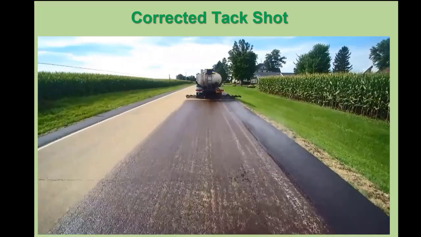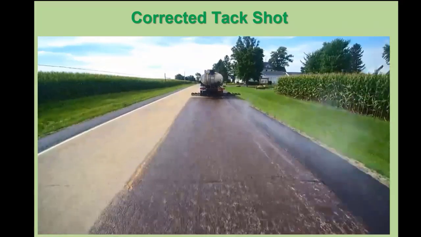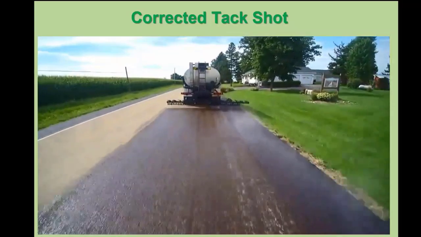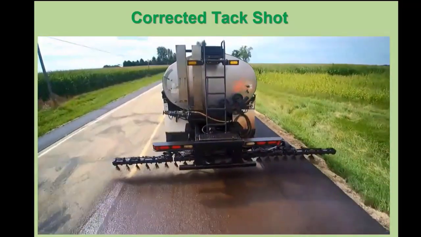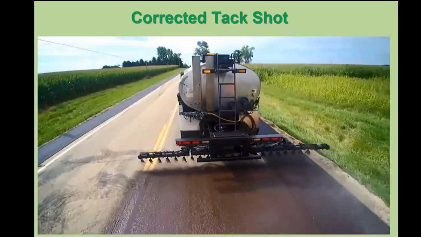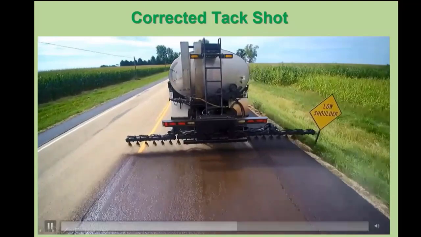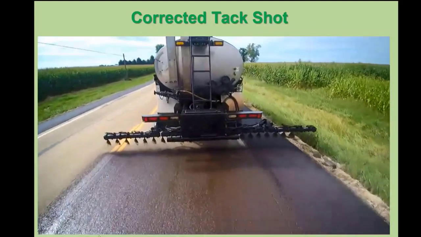So what I did is I slowed him down, and I changed the number of nozzles that he has. He's running all the nozzles on the bar. So I stopped him. We changed it to every other nozzle, slowed him down, and now we've got a much more even, uniform application over that surface there.